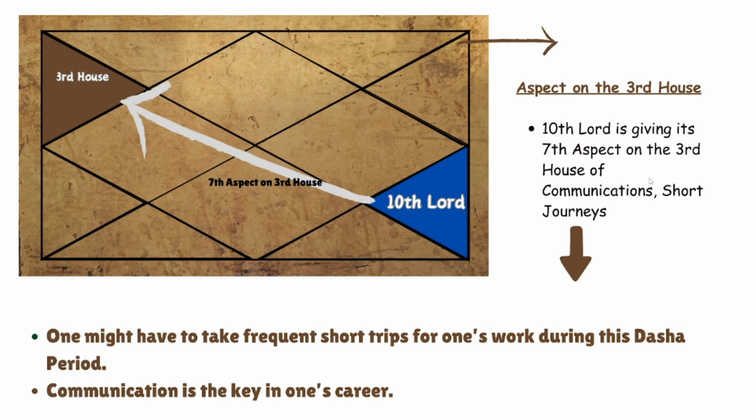Now, 10th Lord sitting in the ninth house is giving its seventh aspect on the third house of communications, on the third house of short journeys. So, one might have to take frequent short trips for one's work when this dasha period gets activated. Communication here also becomes the key in one's career, because 10th Lord is aspecting the house of communication.